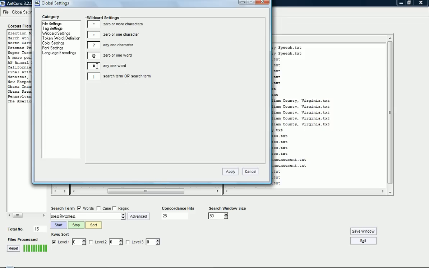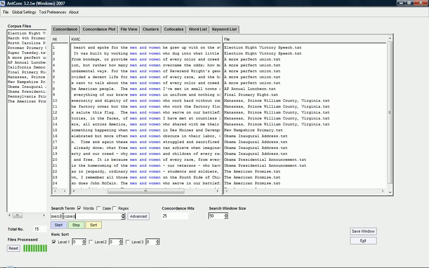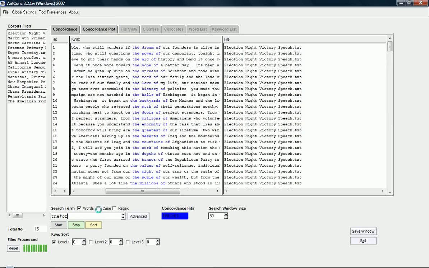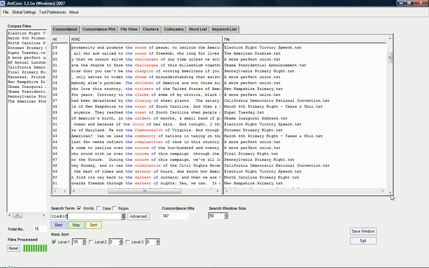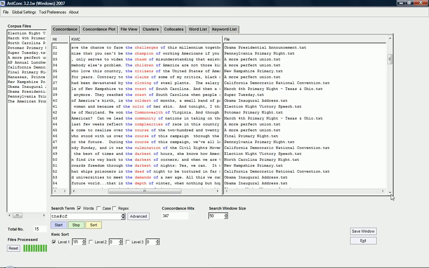The next wildcard is the hashtag, or the hash. This is quite useful for exploring n-grams or p-frames. So if I use the hash of and click start, it finds all kinds of 3-grams that have a word and then of. Now if I sort that according to 1R, you can see the patterns emerging here. So the beginning of, the blood of, the course of, the darkest of, and so on. So this is quite useful for exploring n-grams or p-frames.